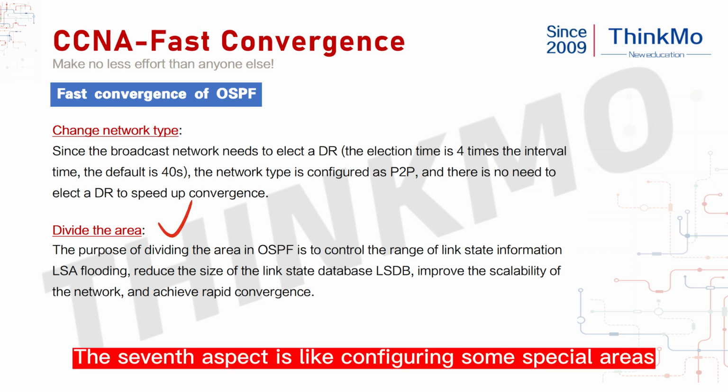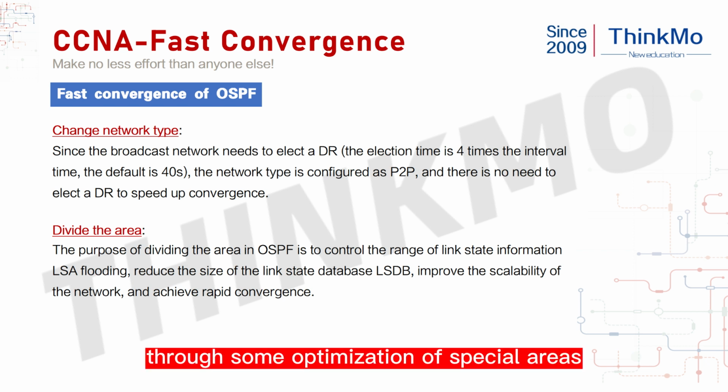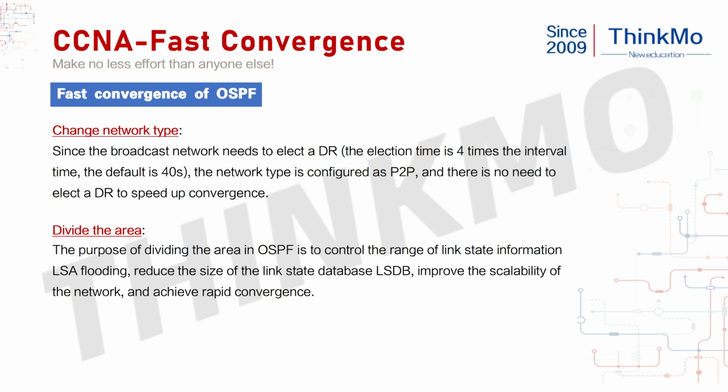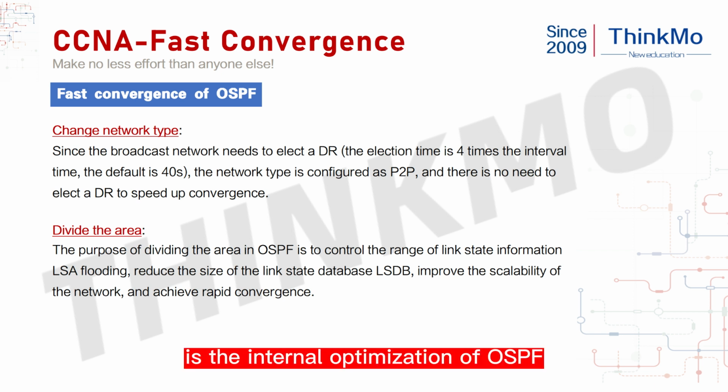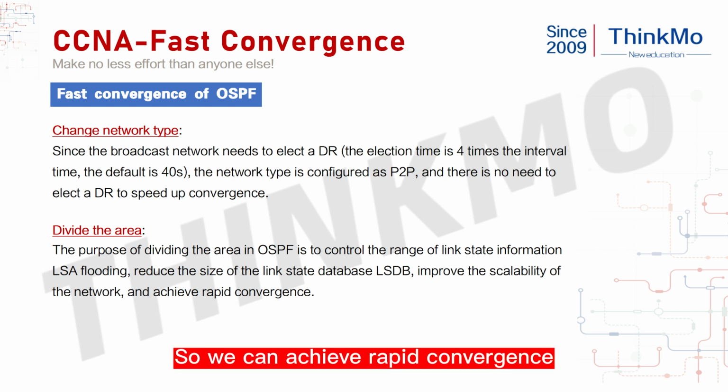The seventh aspect is configuring some special areas and summary routes. Do a summary of the routes to reduce LSA flooding. In this way, the overhead of SPF calculation for LSAs is reduced. Through some optimization of special areas, it is possible to compute many LSAs, which is the internal optimization of OSPF. You can compute fewer LSAs, so we can achieve rapid convergence.